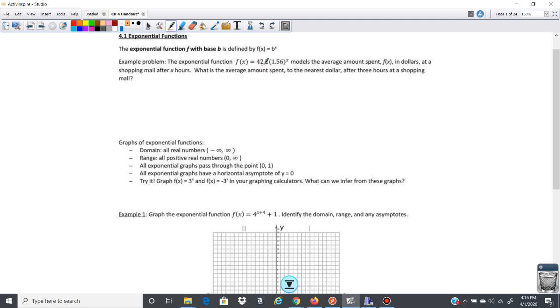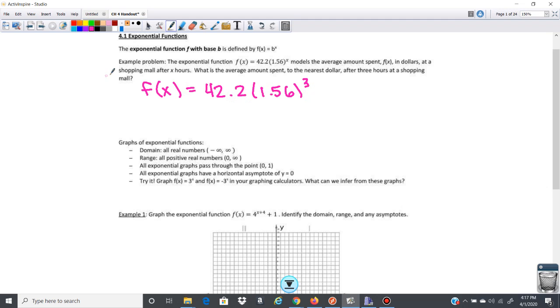We have the exponential function 42.2 times 1.56 to the x power models the average time spent, f of x, so that's the average time spent, in dollars at a shopping mall after x hours. What is the average amount spent to the nearest dollar after 3 hours at a shopping mall? So we would plug the 3 in for this one here. So we have 42.2 times 1.56 to the third.